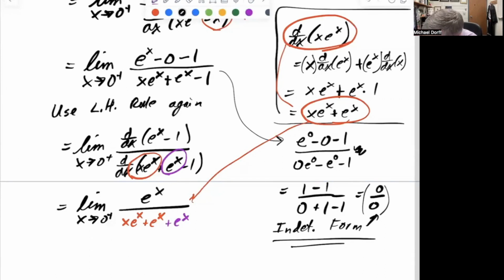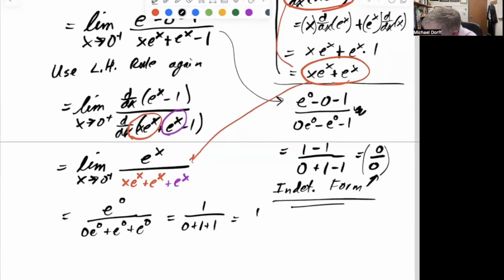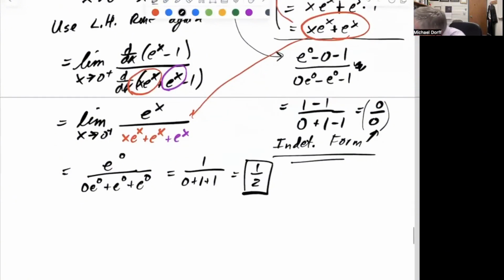So then we do direct substitution. I'm doing the direct substitution here. I'm going to have e to the 0 over 0 e to the 0 plus e to the 0 plus e to the 0. And that's going to be 1 over 0 plus 1 plus 1, which is 1/2. And that's my answer there.